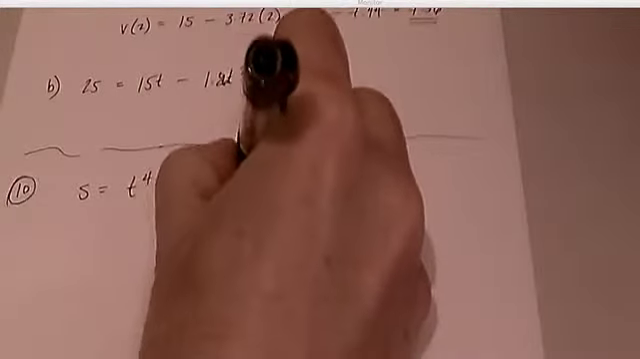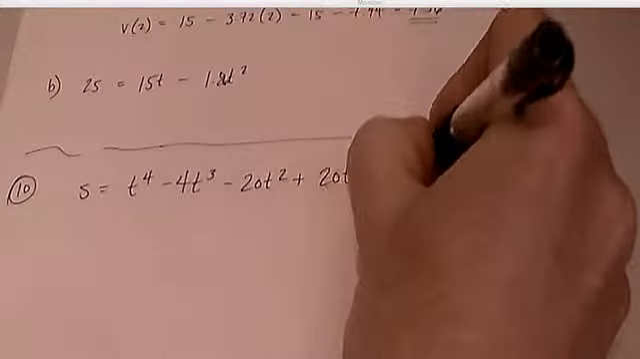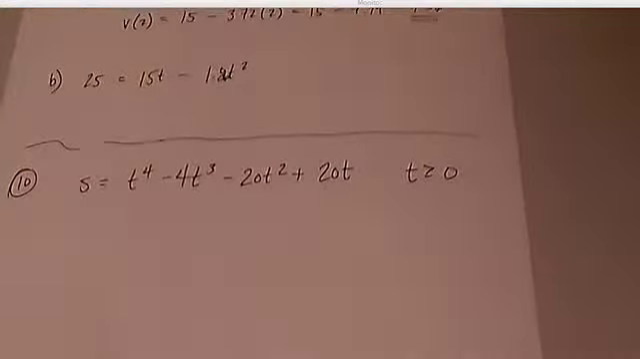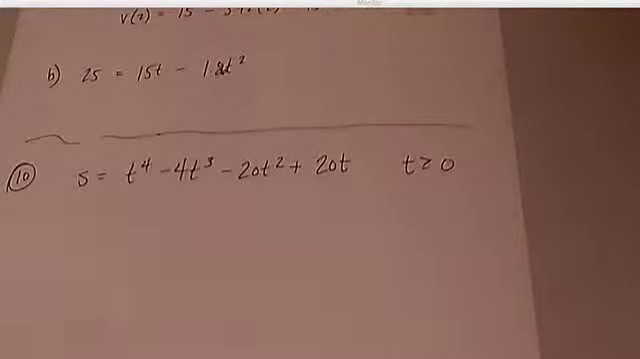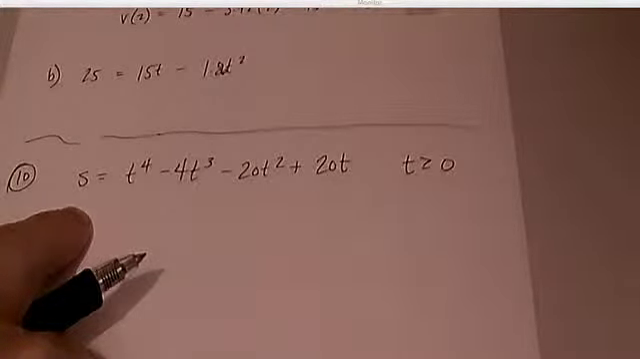A particle, and this is number 10, a particle moves with the position function s is equal to t to the 4th minus 4t cubed minus 20t squared plus 20t, for t greater than or equal to 0. This is one of those that is not a parabola anymore, and therefore algebra 2 methods of finding a maximum are not going to work. So a particle moves with position function s. At what time does the particle have a velocity of 20 meters per second?